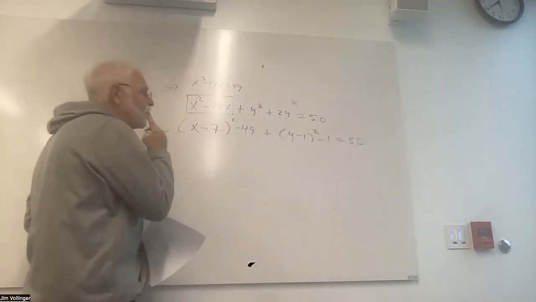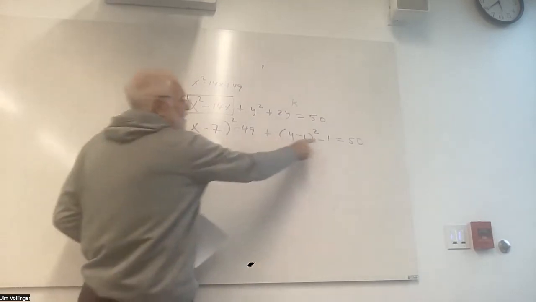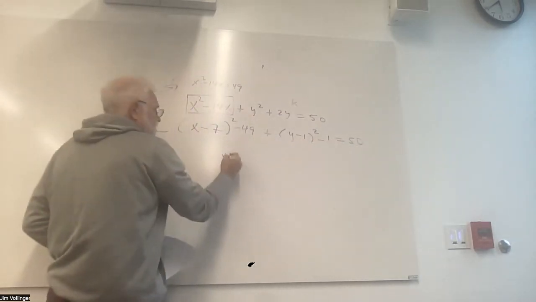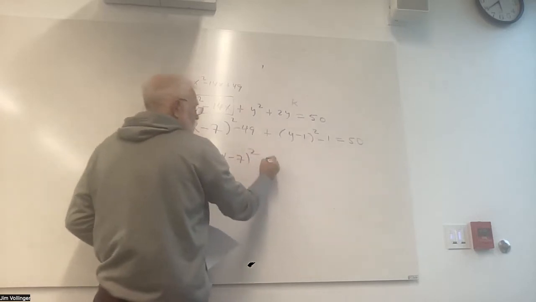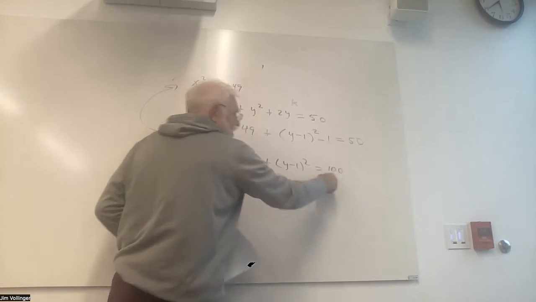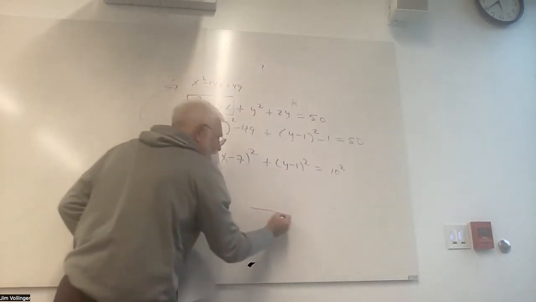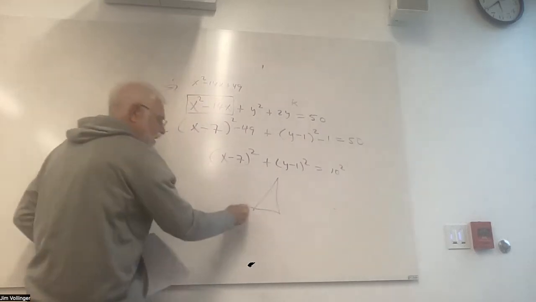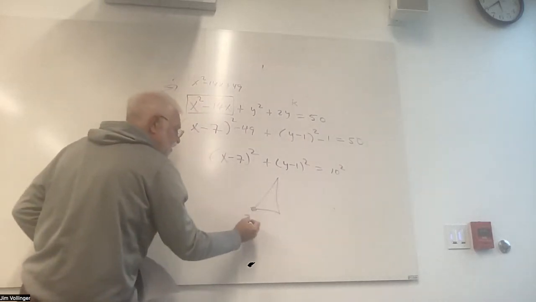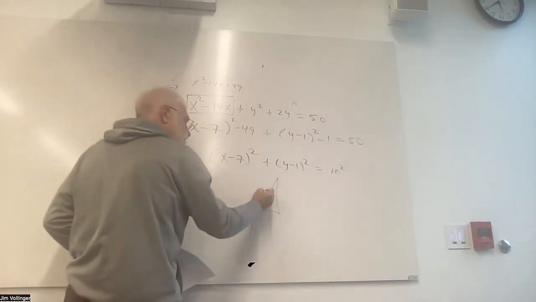All right, so now what do I do? To make it a squared plus b squared equals c squared, I take these numbers and move them over. That gets me x minus 7 squared plus y minus 1 squared equals 100. And that's something squared. Why don't I write it as 10 squared? And that's the Pythagorean relationship. And the center is at 7, 1. And this is 10 units.